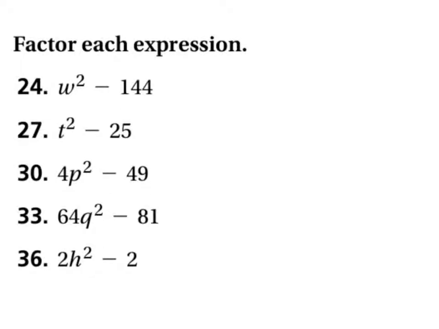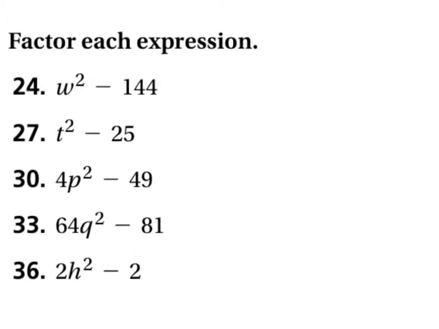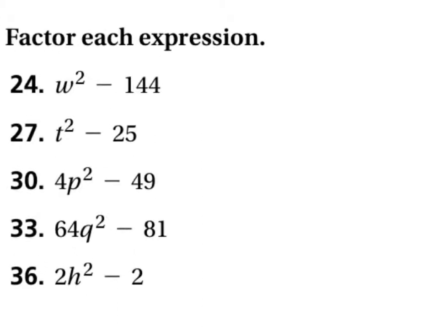Okay, this happens quick because this is difference of two squares. This is what's brilliant about this. These are so easy to factor because we can look and say, do we have two perfect squares? Let's look. Is this a perfect square? Yeah, w times w. Is this a perfect square? Yeah, 12 times 12. So how do we write that?